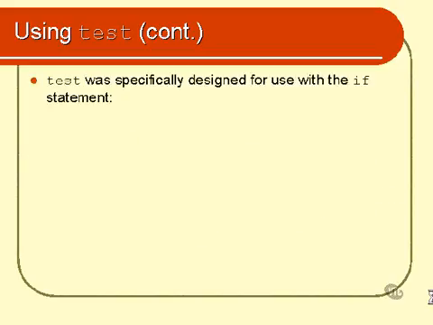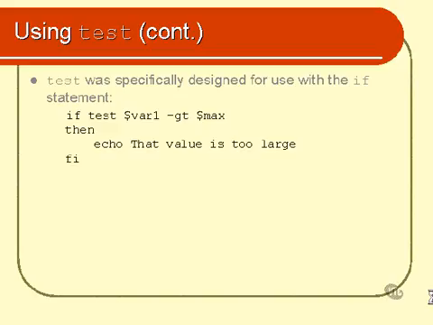Now, as many of you will have already guessed, test was actually designed for specific use with the if statement. And here's an example of how you might use that. You might have a variable called var1, and you might have another variable called, let's say, max. And we can test them using the -gt option. -gt means greater than, gt for greater than.